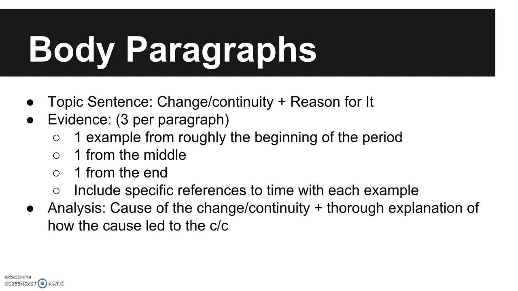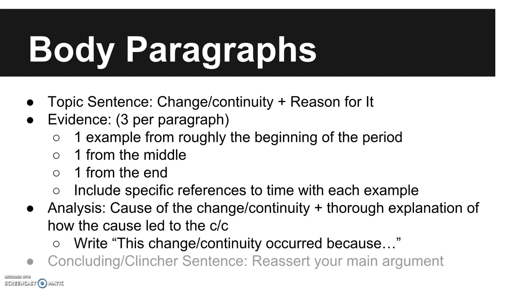Take note of the way evidence is organized. Three pieces of evidence make up the paragraph. One example from the beginning, another from the middle, and the last from the end. In doing so, you're establishing continuity or change in the designated period in question. Lastly, your analysis establishes the cause of that pattern. Using the sentence, "this change or continuity occurred because," forces the student to spell out that analysis.